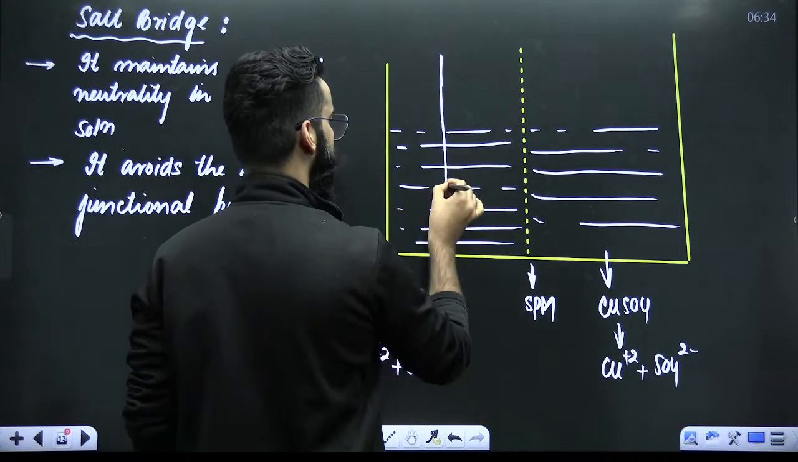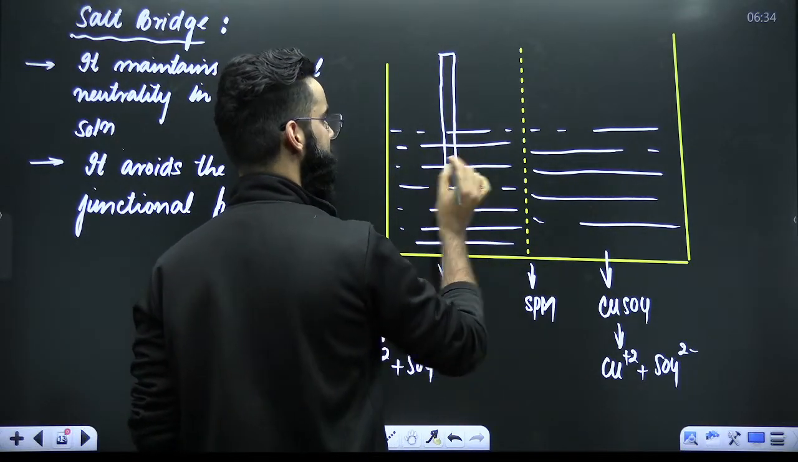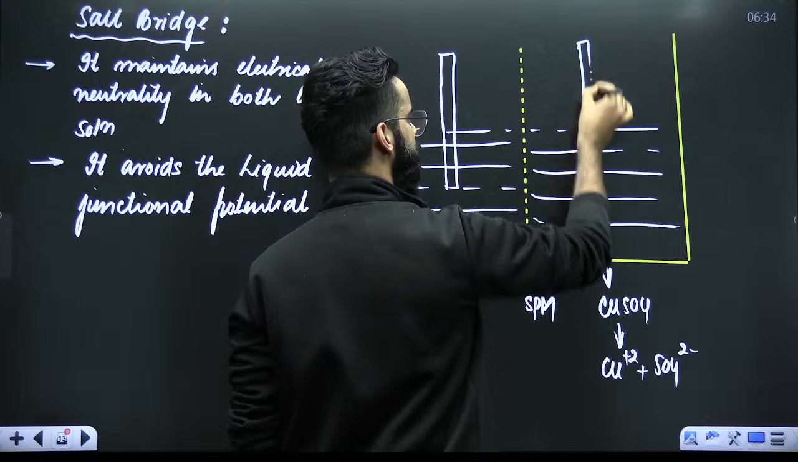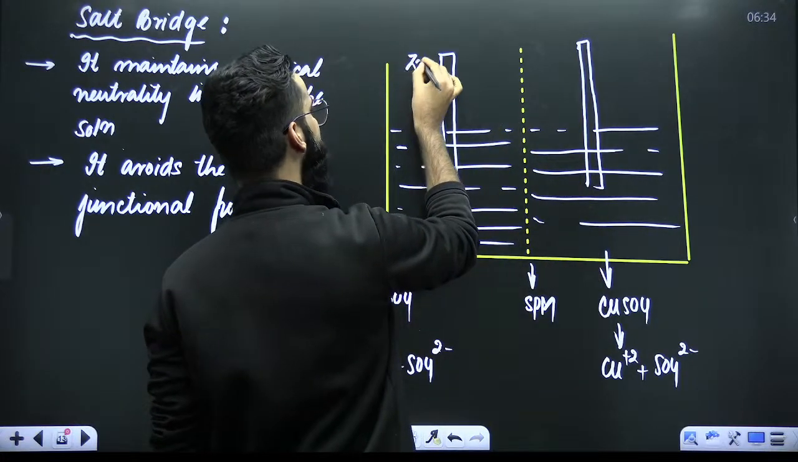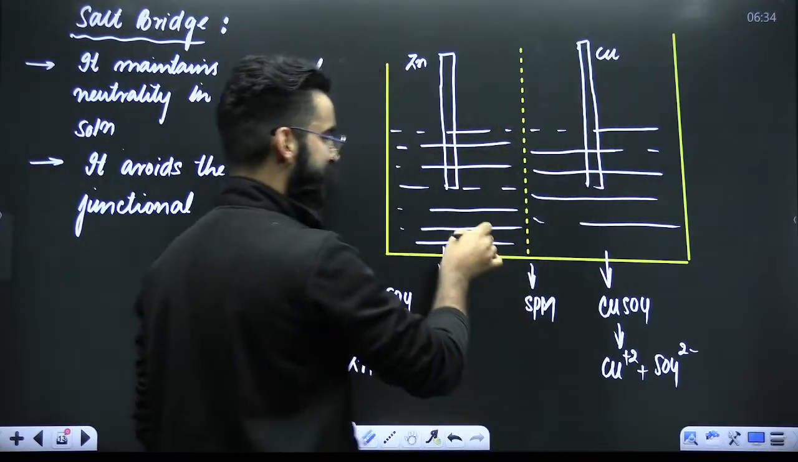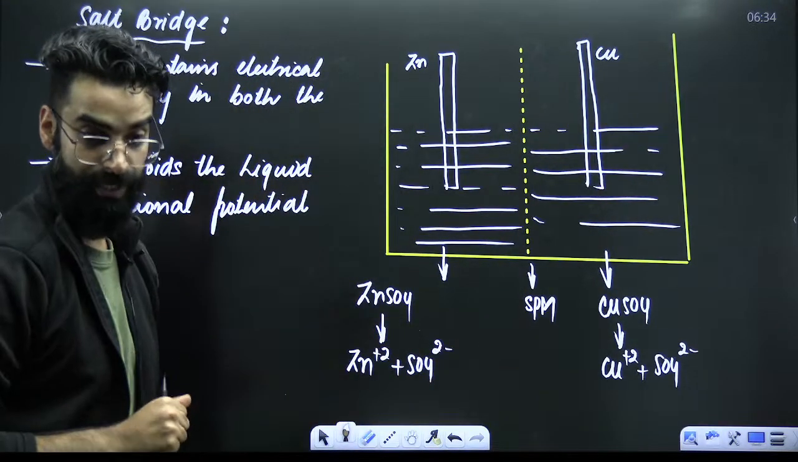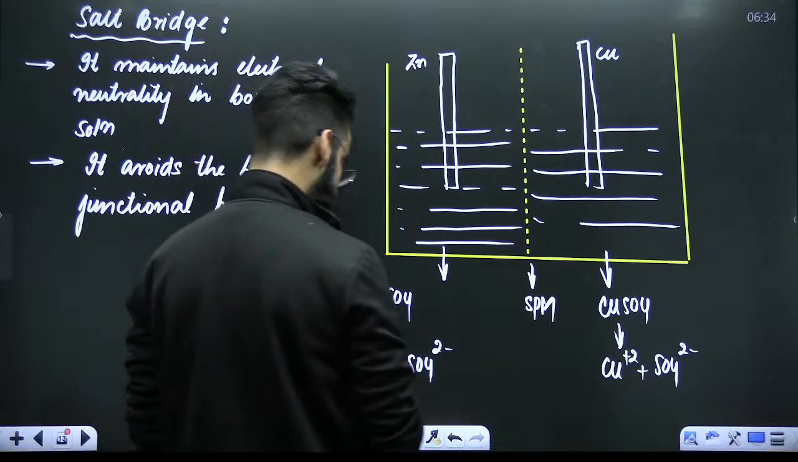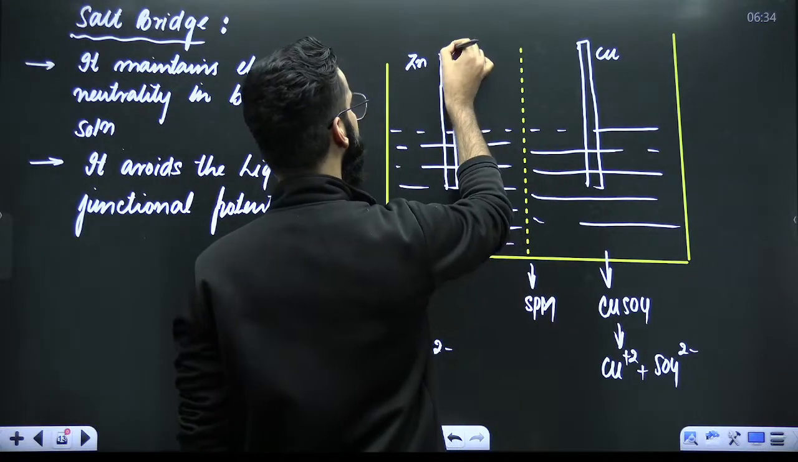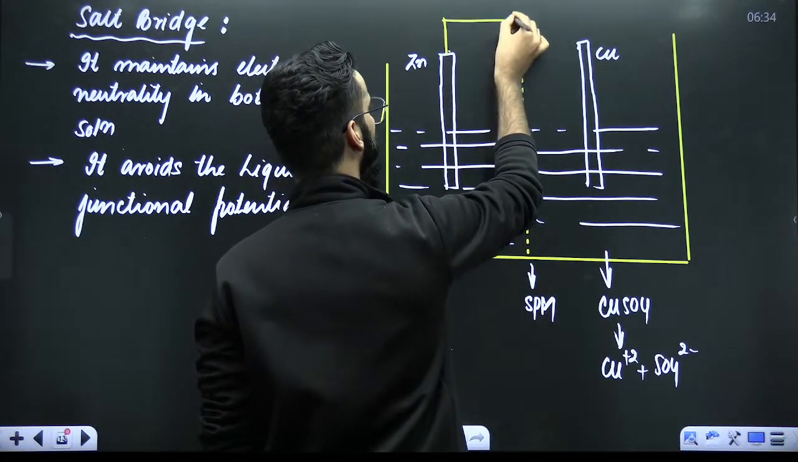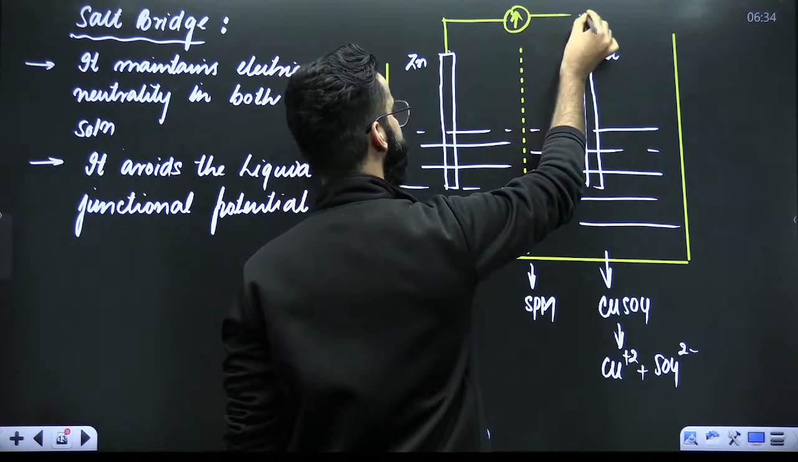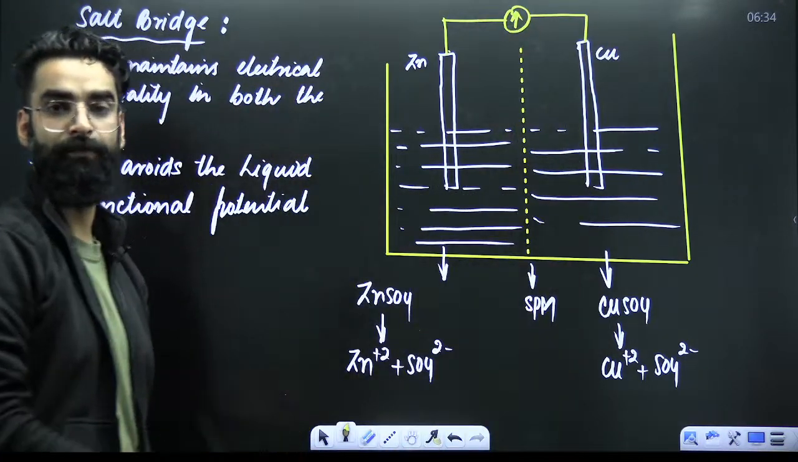Now, introduce the zinc rod in the solution. Introduce a copper rod in this particular solution. Now this is the zinc rod and this is the copper rod. So can I say this is the zinc electrode now and this is the copper electrode? So we have two electrodes now, the zinc electrode and the copper electrode. Now dear students, what exactly should you be doing? You should be connecting them externally with the help of a voltmeter.